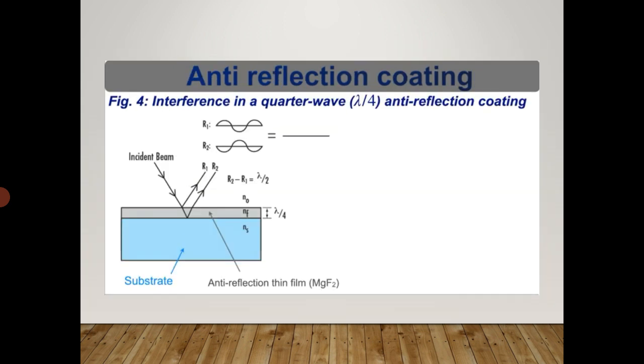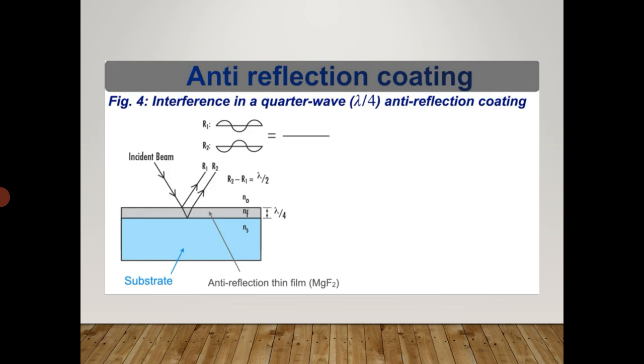The second application is anti-reflection or non-reflecting coating. The anti-reflection coating is used in cameras, projectors, lenses, telescopes, etc. to reduce loss of light by reflection. On the screen you can see one figure.